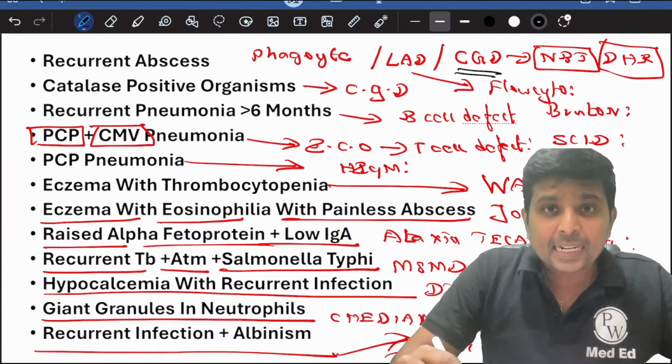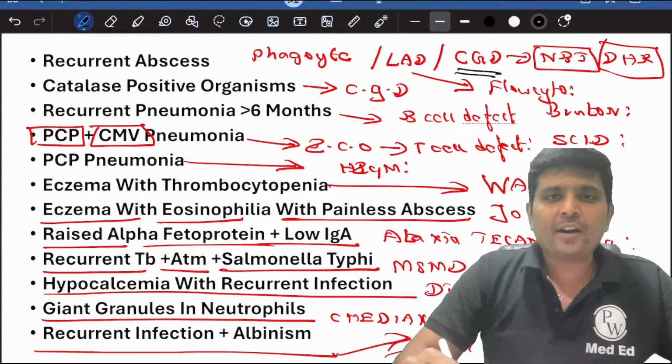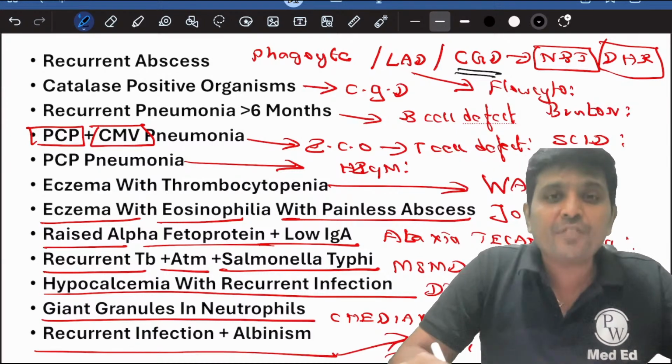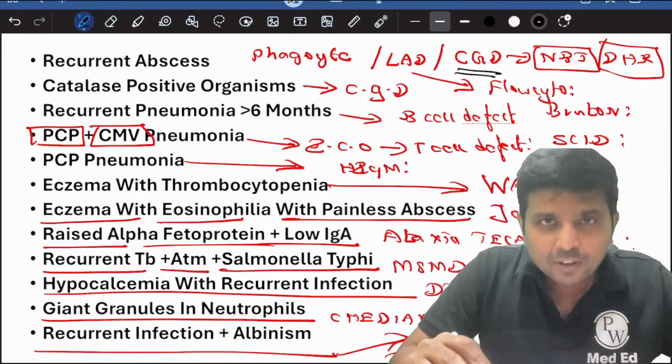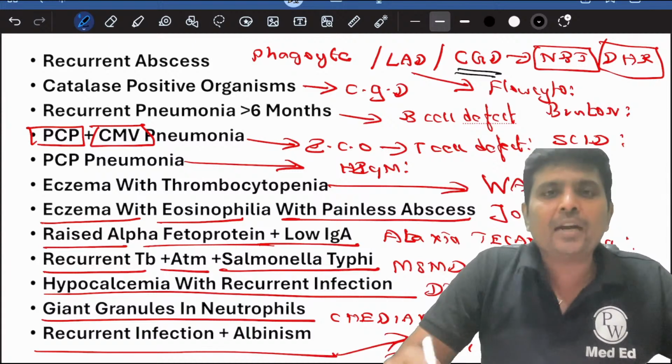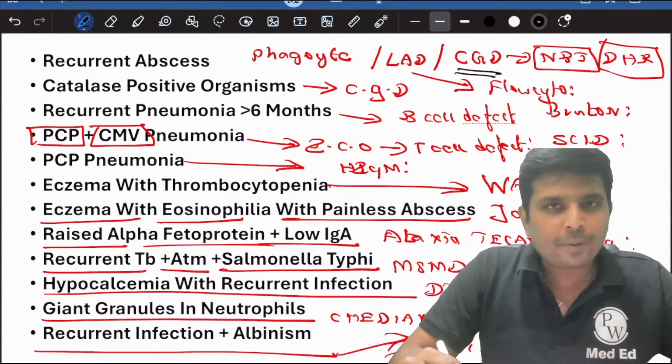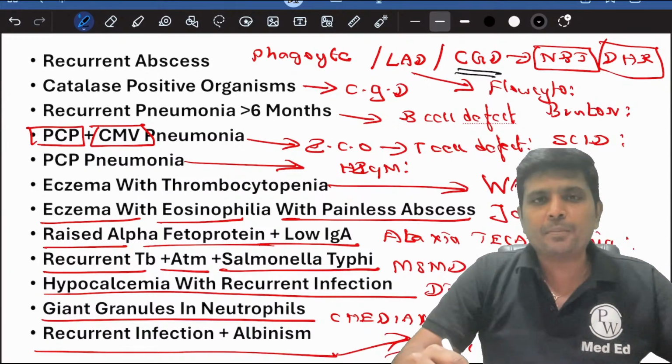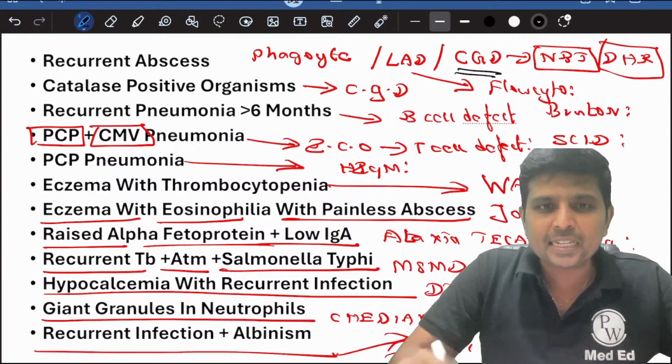And then recurrent TB or recurrent typhoid occurs due to deficiency of interleukin 12 or interleukin 23 or interferon gamma pathway. It is called Mendelian susceptibility to mycobacterial diseases.